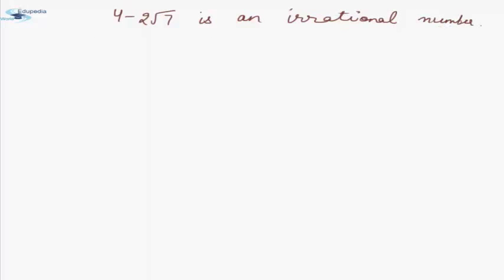Now, sometimes we can be asked to prove irrationality of some more numbers like 4 minus 2 root 7 is an irrational number. Friends, to prove this statement, let us again first assume that this number 4 minus 2 root 7 is a rational number.